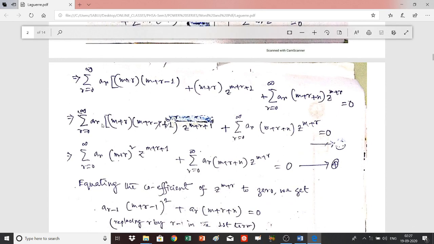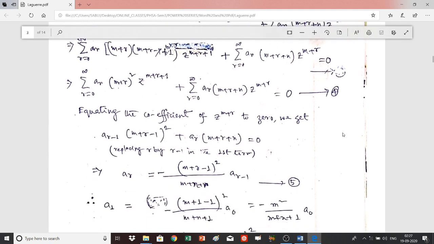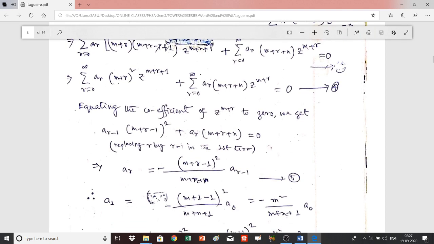So from here you can write the sum from r equal to 0 to infinity of a r (m plus r) whole square z to the power m plus r plus 1, plus the sum from r equal to 0 to infinity of a r (m plus r plus n) z to the power m plus r, equal to 0. This is equation 4. Now equating the coefficient of z to the power m plus r to 0, we can write for the first case, since we are trying to find the coefficient of z to the m plus r from these two terms, in this case r should be replaced by r minus 1.